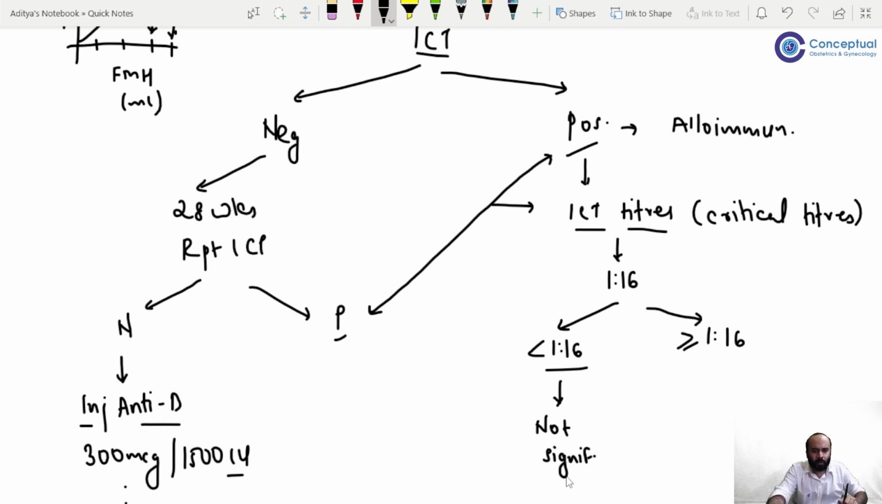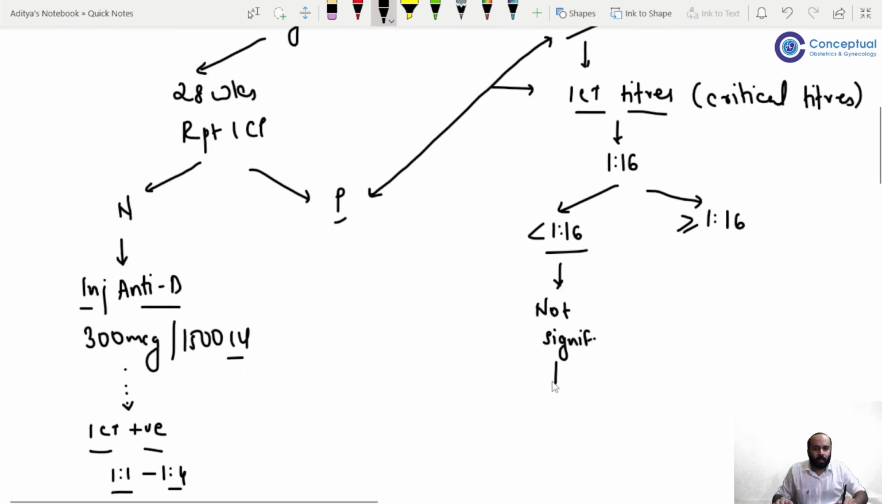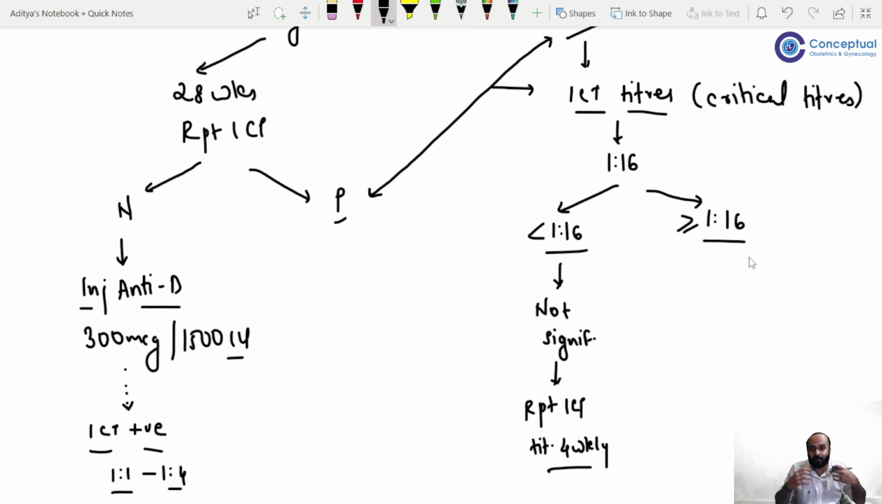In that scenario, all I'll ask her is to repeat ICT titers 4 weekly. So basically I'm just going to repeat it 4 weekly and check whether the titers have gone above 1:16. But if and when I'm getting a titer of 1:16, I need to know that she has a strong antibody response that has been elicited inside her. She has strong alloimmunization that has occurred in her.